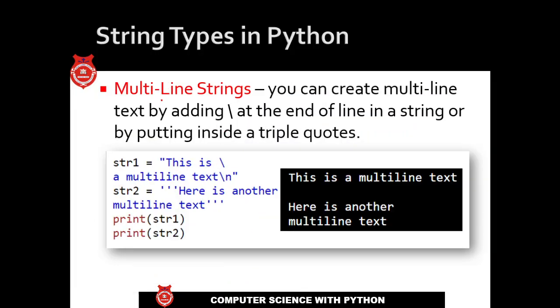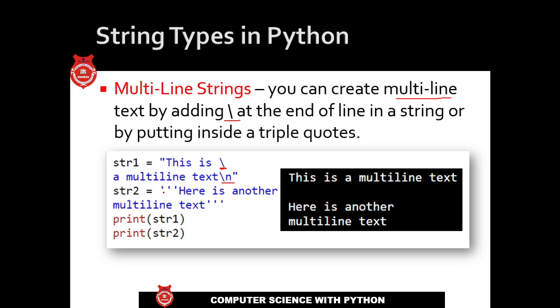Now you can have multi-string. You can create multiple strings by adding slash at the end. So this one is multiple string. The first string is a multi-line text, because of this slash n, the new line here will come to the new line.